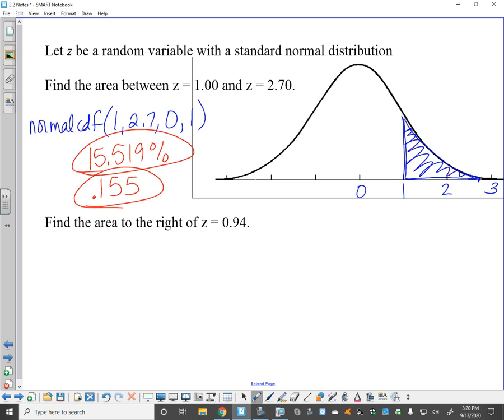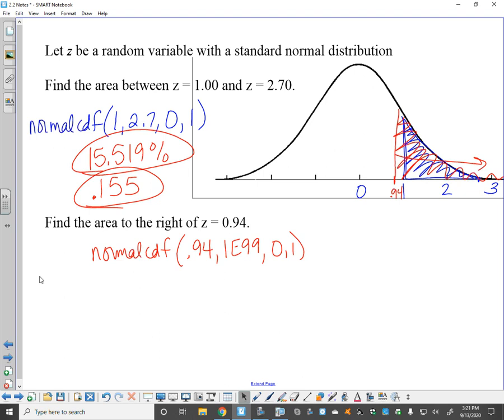Okay, the next one says find the area to the right of a 0.94. So I'm going to go in here and call him a 0.94, and I want everything to the right. So I want all of this all the way out. So I am a normal CDF. I'm going from a 0.94 and I'm going all the way out. And who am I to say where it stops? I'm going to infinity. I'm a standard normal distribution, so it's going to be a 0 and a 1.